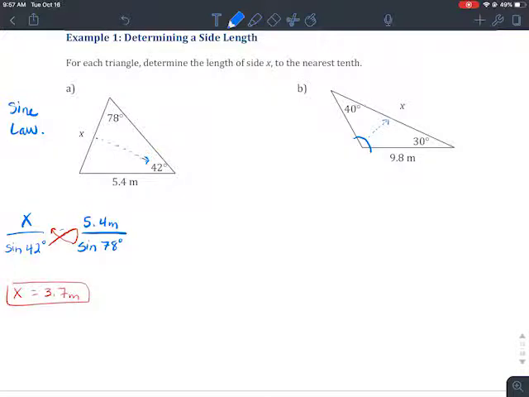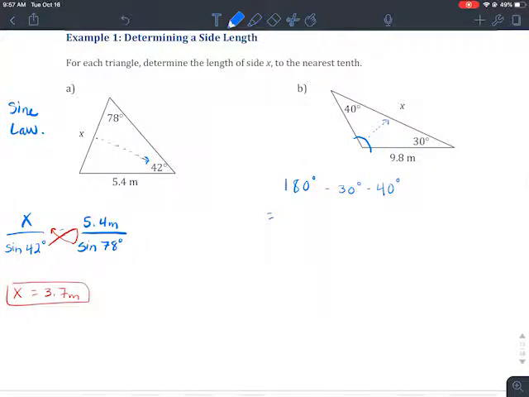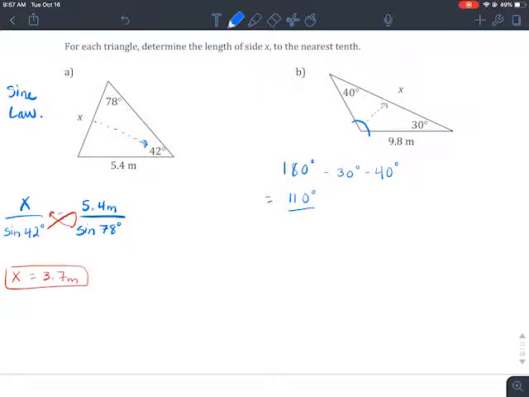Okay, I have to find that angle first. Now you might be wondering how I could do that, but every triangle has a total of 180 degrees. If I know two of the angles, we can subtract the two angles that we know and always find the missing one. So if I take 180 and we subtract 30 and 40, the missing angle is 110 degrees. Okay, and I can absolutely use that to help me.